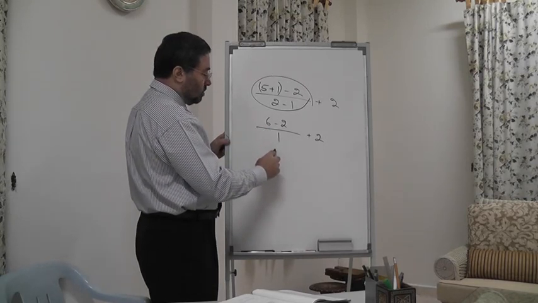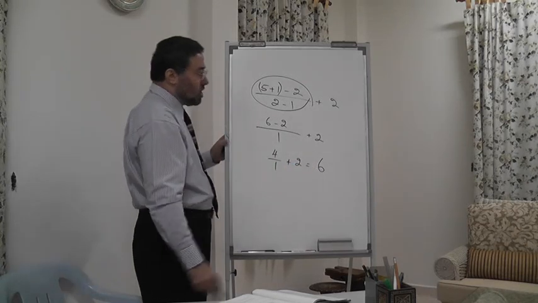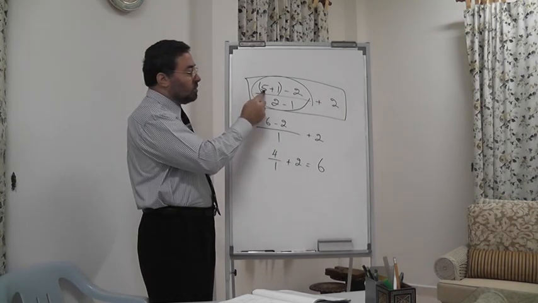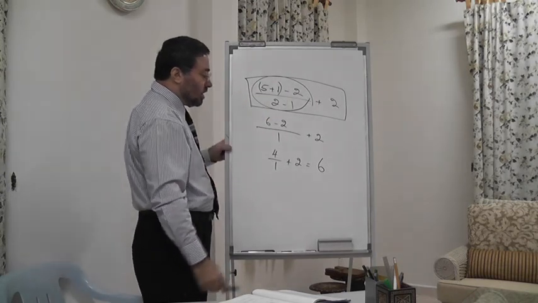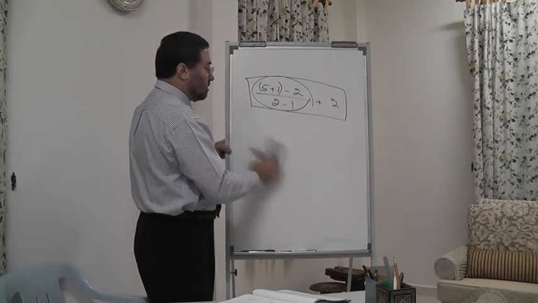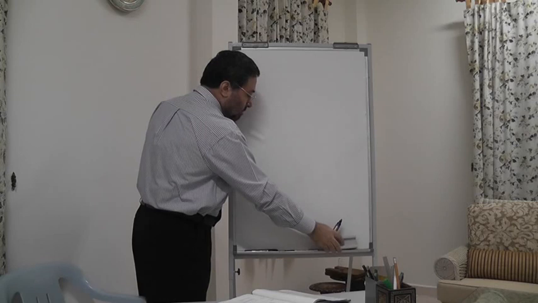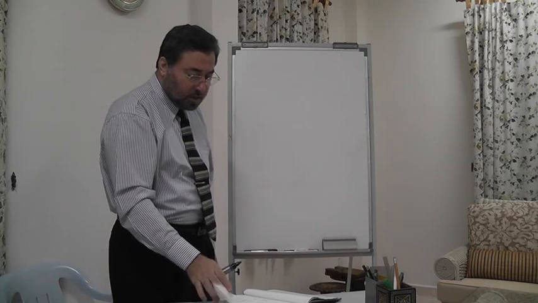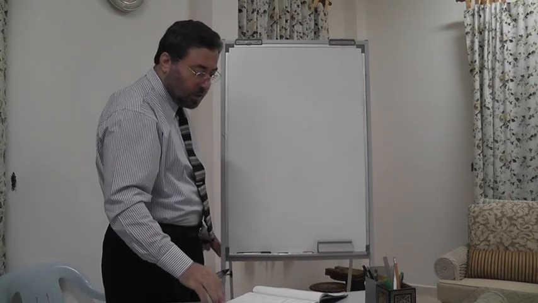Then 6 minus 2 will be 4, over 1 plus 2, and that's 3. So the value of this whole algebraic expression, which is made up of constant numbers, not variables, we do know the value of each one of these, is then 6. The algebraic expression, as we said, can have some unknowns and variables, and we deal with them exactly in the same manner. Let's do some exercises from page 7, classroom exercises.